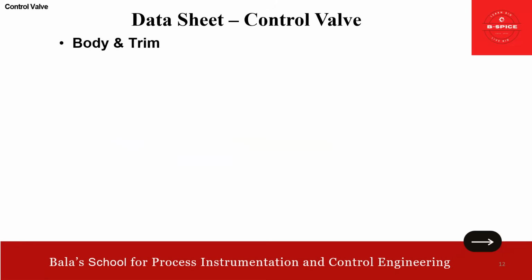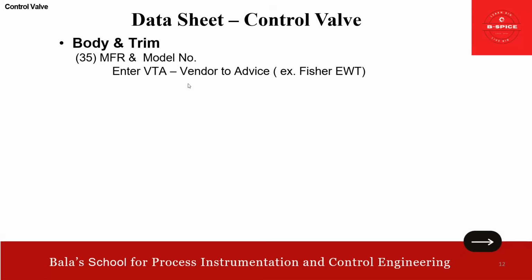Now we go to the heart of the control valve. This is body and trim. First, manufacturer and model number. Of course, we will not know this when we prepare the data sheet. We just enter VTA, vendor to advise. For example, Fisher EWT.